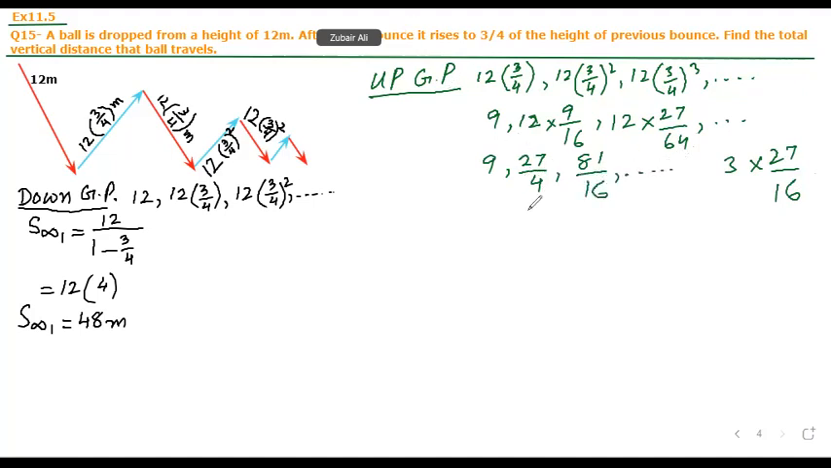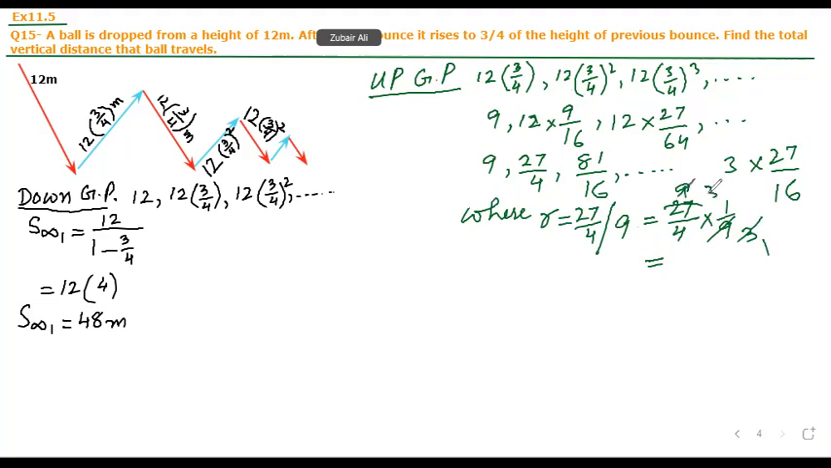Okay, so here you can check the R will remain the same, where R is 3 upon 4. But how is this 3 upon 4? If you want to check, you can divide 27 upon 4 by 9. So this will become 27 upon 4 into 1 upon 9. So 3 threes are 9 and 3 nines are 27, then 3 ones are 3 and 3 fours are 12. So you can check here. R is coming as 3 upon 4.